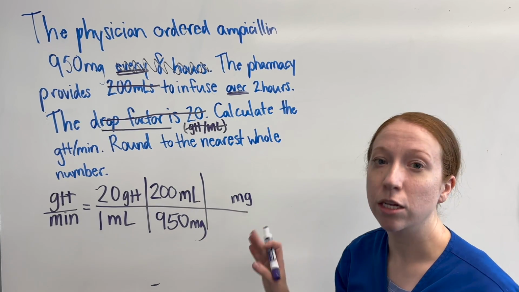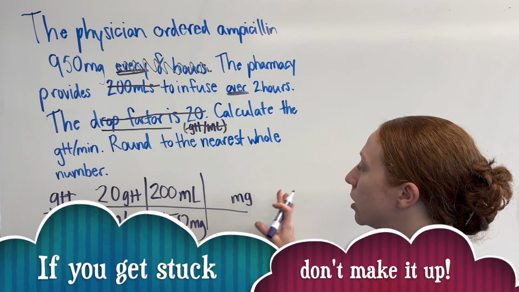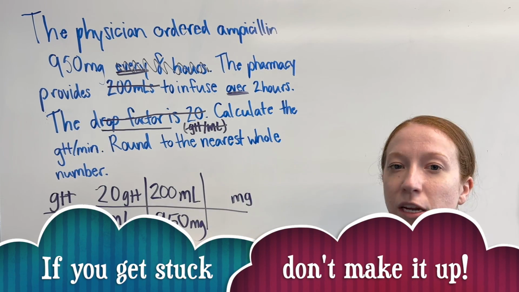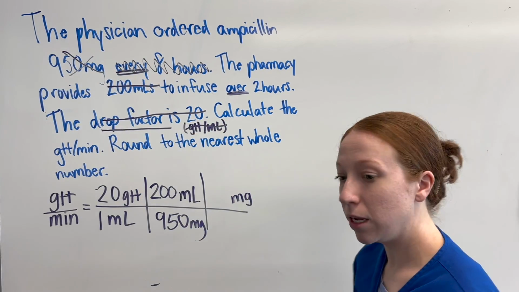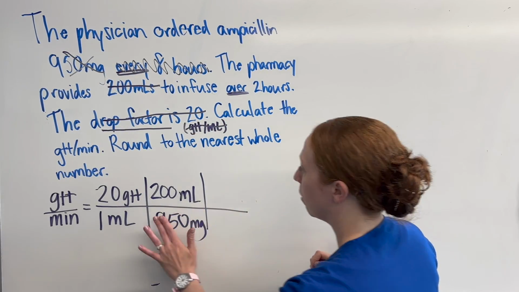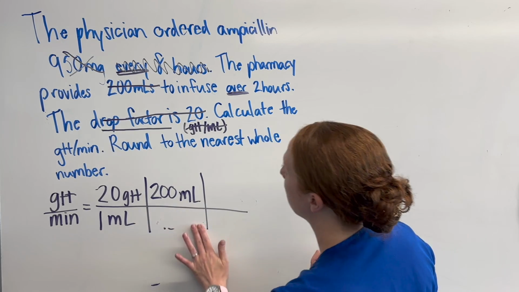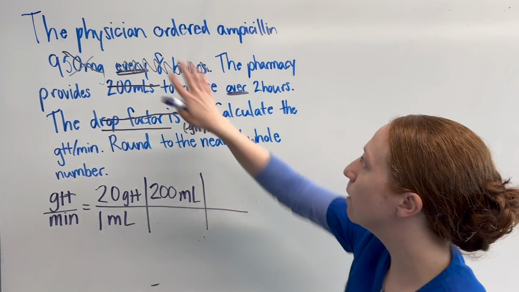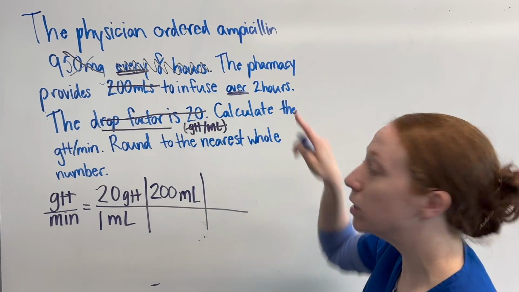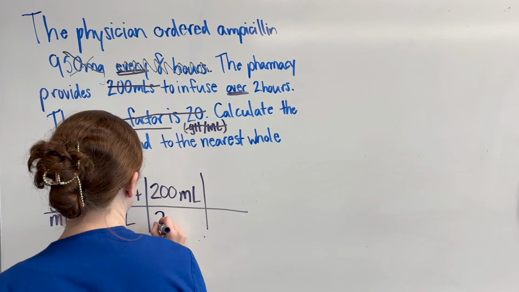Whenever you get stuck, remember, don't make it up. You just need to go back and see if there's a different number that you need to use. So we are not going to use this 950. Instead, we are going to use our 2 hours as our partner, as our sister. Remember, never every, always over. So this is the value we choose, 2 hours.